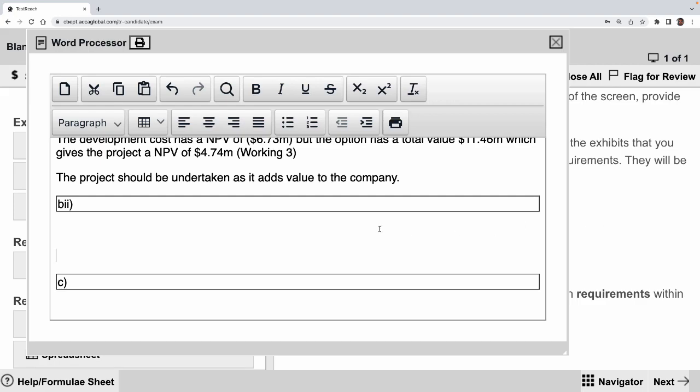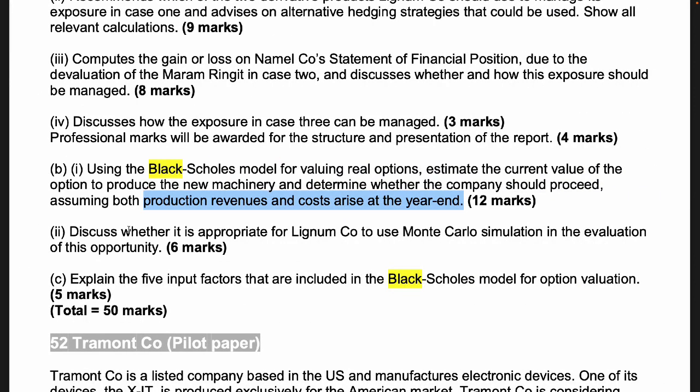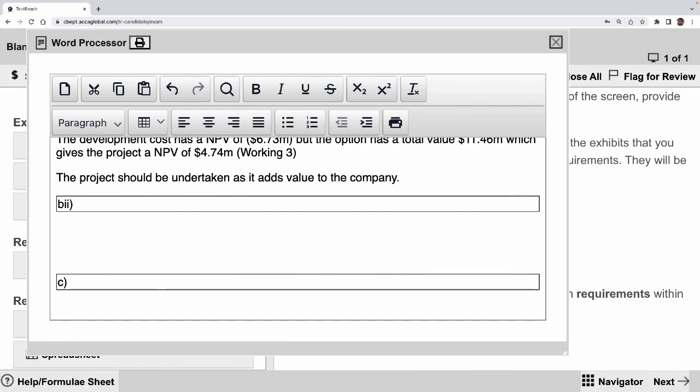Can? So part B2, what did they ask you? Okay, discuss whether it's appropriate to use Monte Carlo to evaluate this opportunity. That sounds about right.